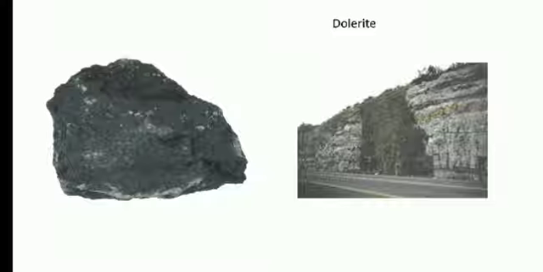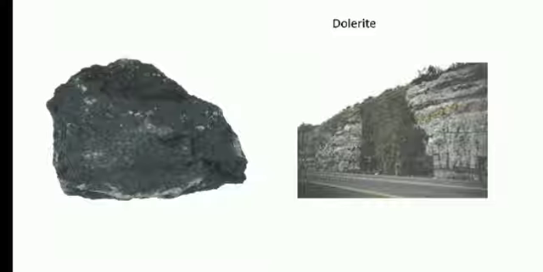Next is dolerite, which is a dark colored rock, dark grey to black in color. So you can call it melanocratic. Melanocratic means dark in color. Melano is dark and cratic stands for color, whereas granite is leucocratic, light colored. This dolerite shows a particular structure called ophitic texture.